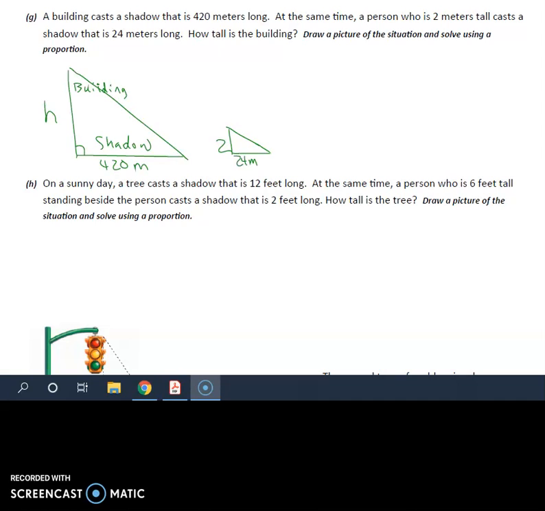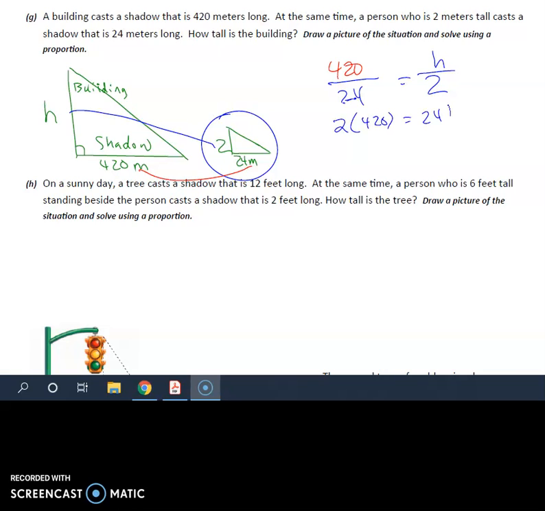All right, so the building is the unknown piece to this. We know that the building casts a shadow of 420 meters. A person close by has a height of 2 meters and casts a shadow of 24. So again, I'm going to choose the person and have both numbers. So the 24 gets paired up with the 420, and the 2 gets paired up with the height. So I'm going to cross multiply, so 2 times 420 is equal to 24h.